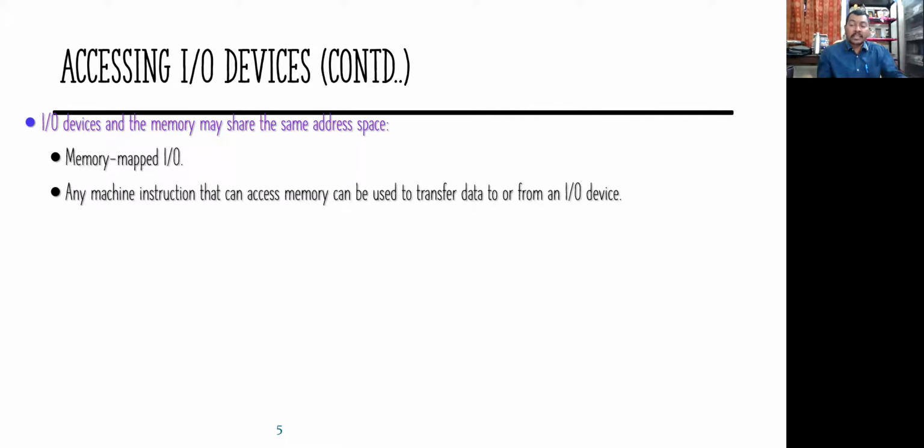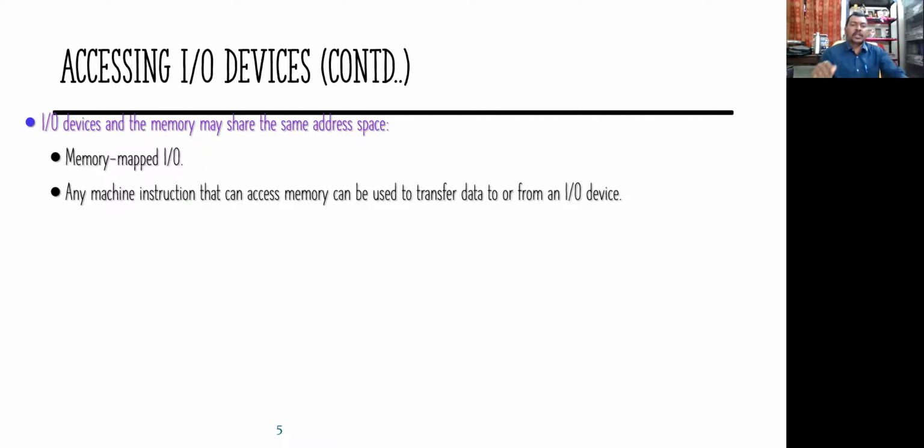Now, some more terms which are very important to understand how we access input output devices. The input output devices and the memory may share the same address space, with just a simple change. By that we can switch to input output devices as well as a particular memory location. This is called memory mapped input output, one of the techniques. Memory mapped input output means memory plus input output devices use the same address lines.